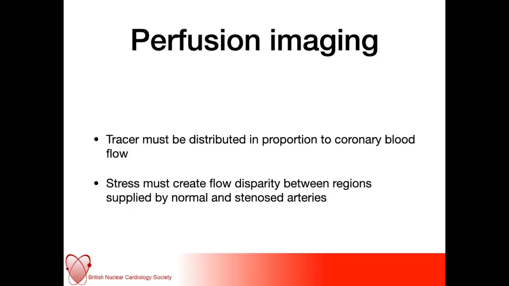The principle of any perfusion imaging is that the tracer that you're going to use, the agent that is going to make the pictures, is going to be distributed in proportion to coronary blood flow. And stress conditions create a flow disparity between those regions which are supplied by normal arteries and those regions which are supplied by stenosed arteries.